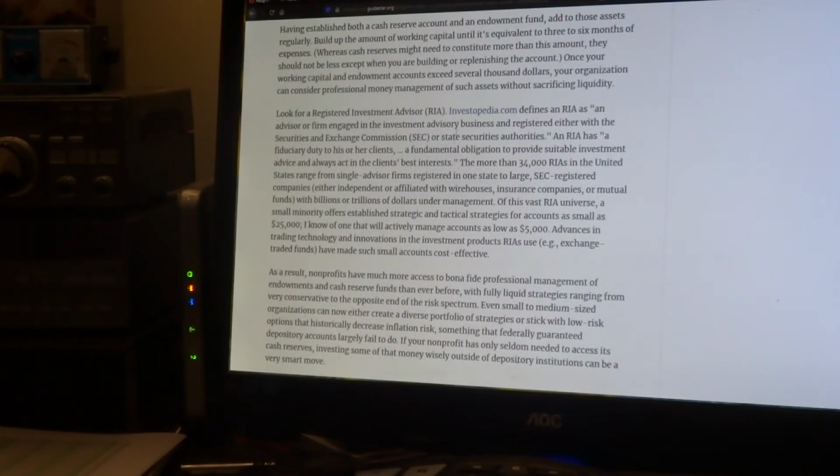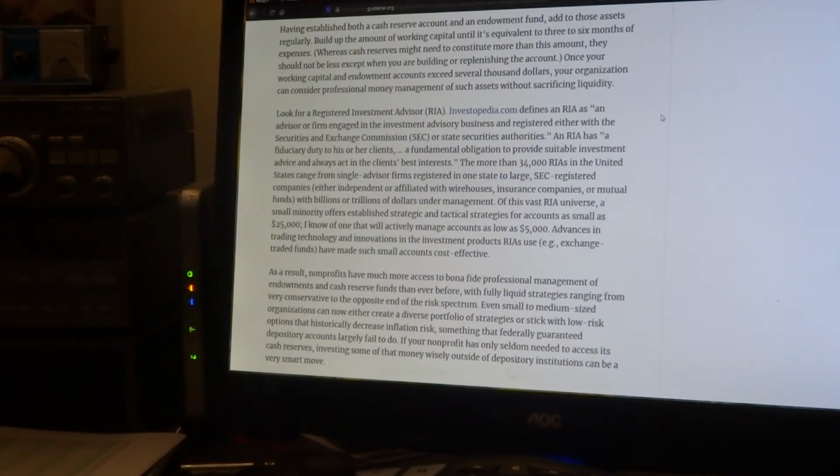Look for a registered investment advisor, RIA. Defines a RIA as, quote, an advisor or firm engaged in the investment advisory business and registered either with the Securities and Exchange Commission, SEC, or state securities authorities. An RIA has, quote, fiduciary duty to his or her clients, a fundamental obligation to provide suitable investment advice and always act in the client's best interests. And there's 34,000 RIAs across the United States and so forth.